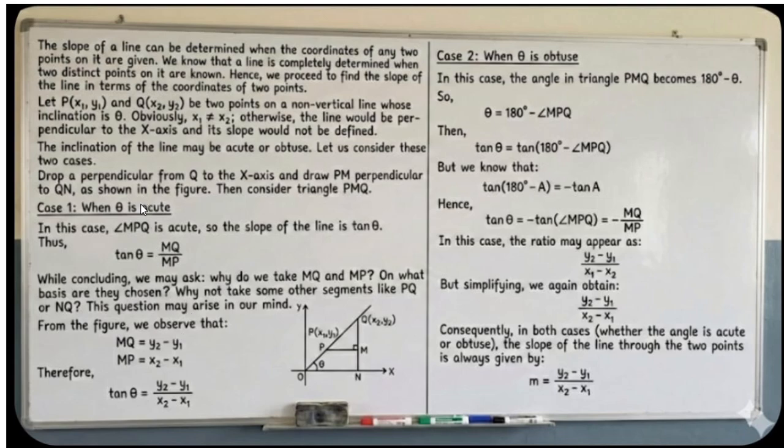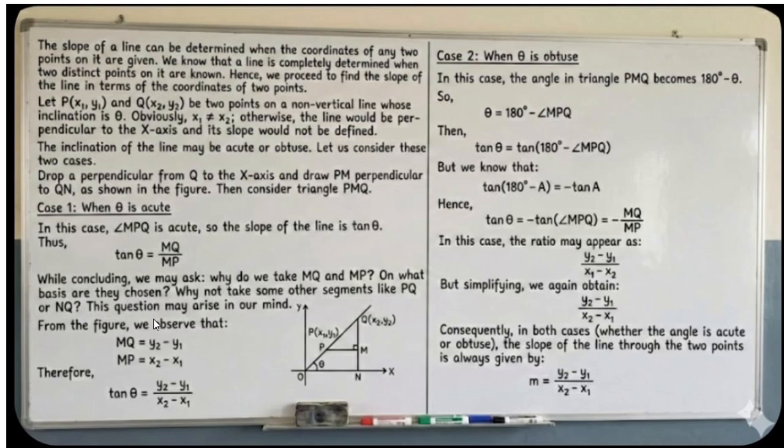How can we prove it? For example, when theta is acute, the slope is given by tan theta, which is equal to MQ divided by MP. Now MQ is nothing but y2 minus y1, and MP is x2 minus x1, that is equal to tan theta. Now if the angle is obtuse, what happens in that case? Whenever the angle is acute, you can easily find the slope.